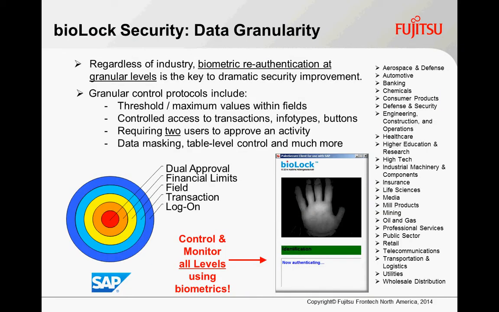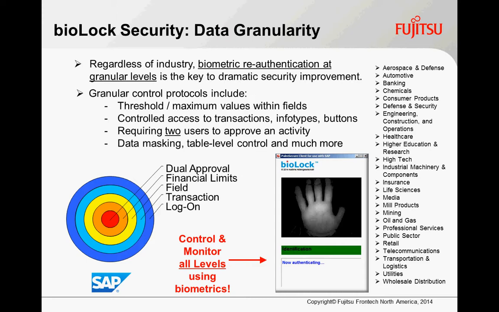Let's talk about data granularity. With bioLock software, we're able to interact with SAP's data structure at very detailed levels. For example, we could set a threshold value in a field, such as limiting a specific financial transaction to a maximum value, or we might biometrically lock down a certain table, or a menu item, or an info type, or a button that prints or executes an activity. We'll see an example of that in just a moment.